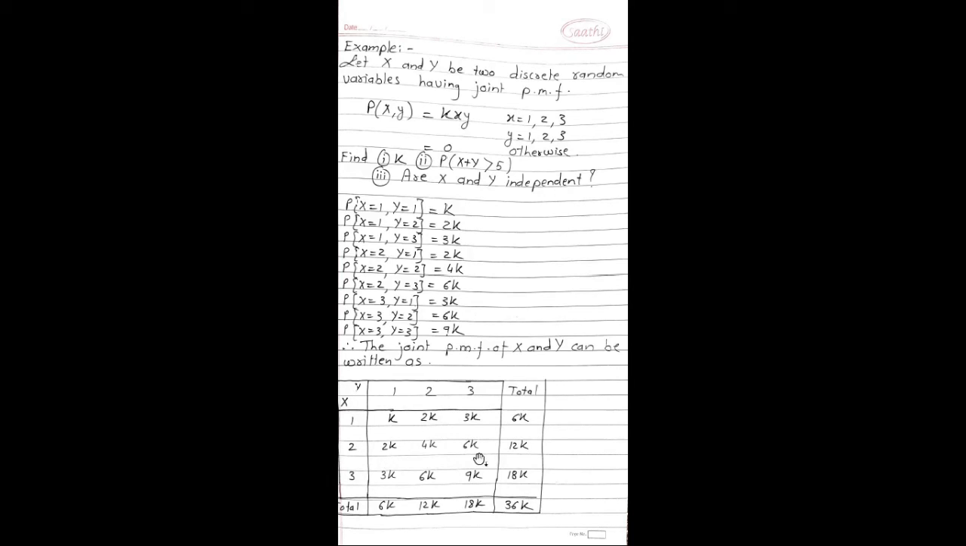2k plus 3k plus 6k becomes 12k. 3k plus 6k plus 9k becomes 18k. And 6k plus 12k plus 18k is 36k. So same way, k plus 2k plus 3k becomes 6k. 2k plus 4k plus 6k, the total is 12k. 3k plus 6k plus 9k, the total is 18k. 18 plus 12 is 30. 30 plus 6 is 36k.